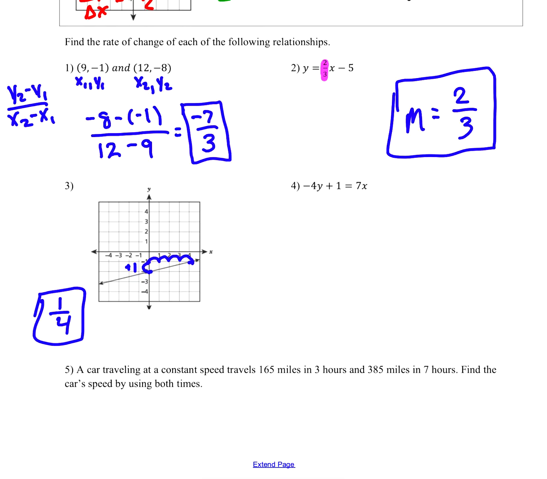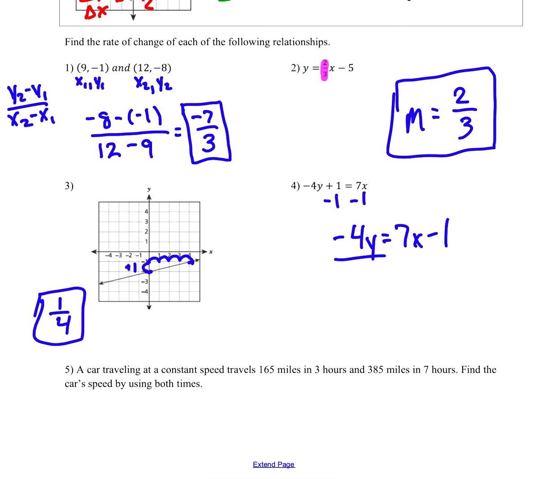And number 4. This one's not as easy as number 2, because number 2 already had y solved for. We have to solve for y in this case. So first step, let's get that plus 1 out of there. I'm going to subtract 1 on both sides. We'll have negative 4y equals 7x minus 1.